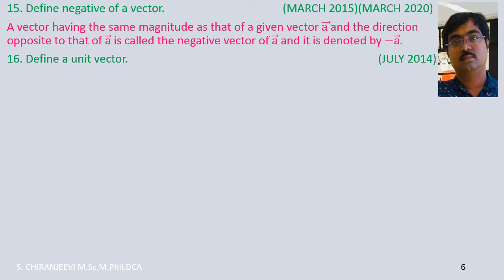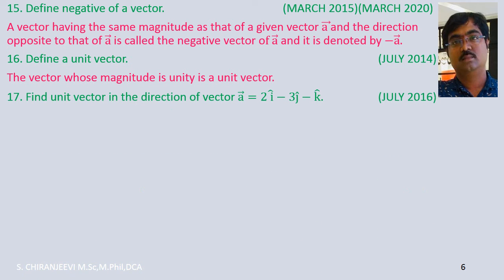Define a unit vector, which is asked in the year July 2014. The vector whose magnitude is unity is called a unit vector.